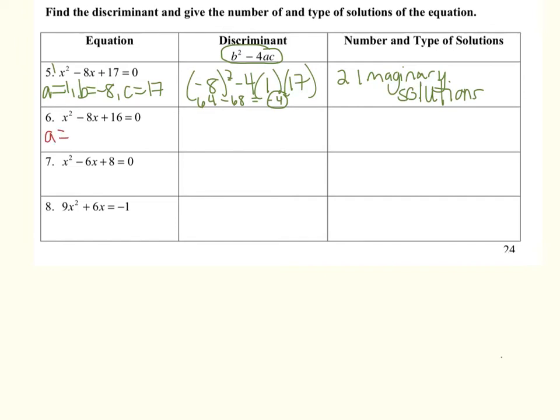Example 6, again the a value is the unwritten 1, b equals negative 8, and your constant is 16. So b squared, so negative 8 squared, minus 4 times the a value times the c value. So 64 minus 64 equals 0. So because it equals 0, there will be one real solution.